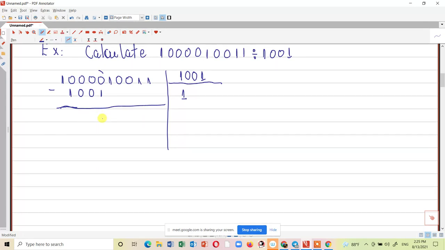0 minus 1 is 1. This one is not 0 minus 0 because we borrow 1, so this one becomes 1. So 0 minus 1 is 1. 0 minus 1 is 1. And this one, we borrow 1, this one becomes 2. So 0 minus 2 is 0, and this one is 0 also.